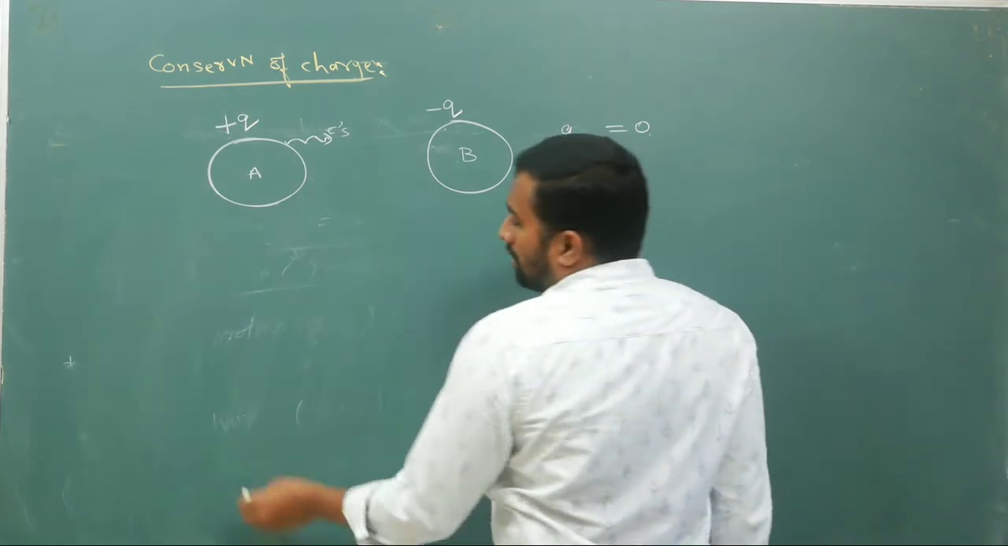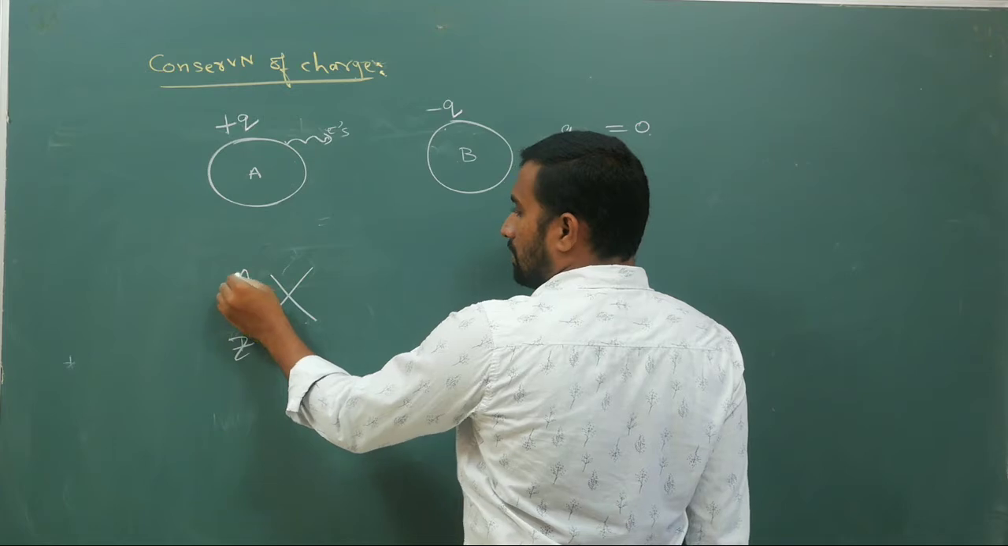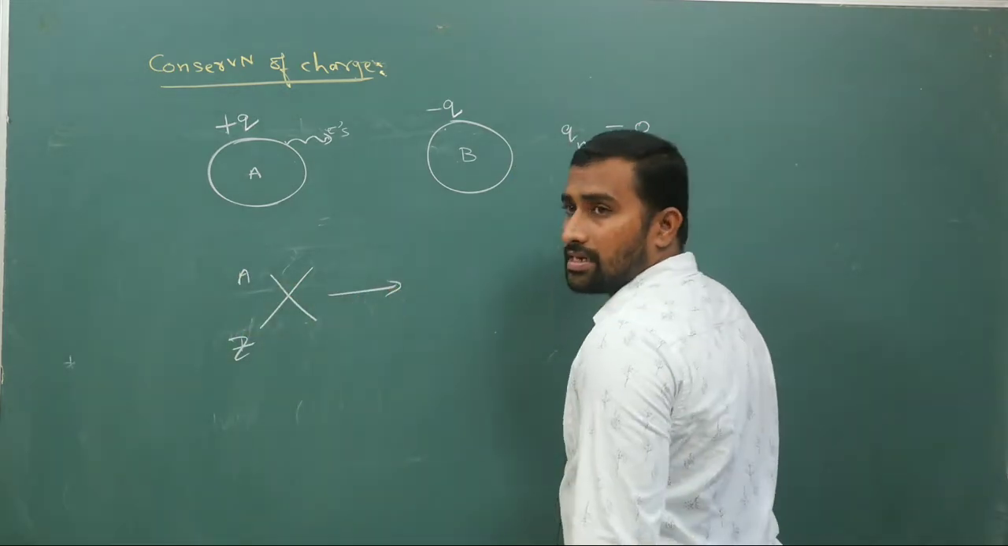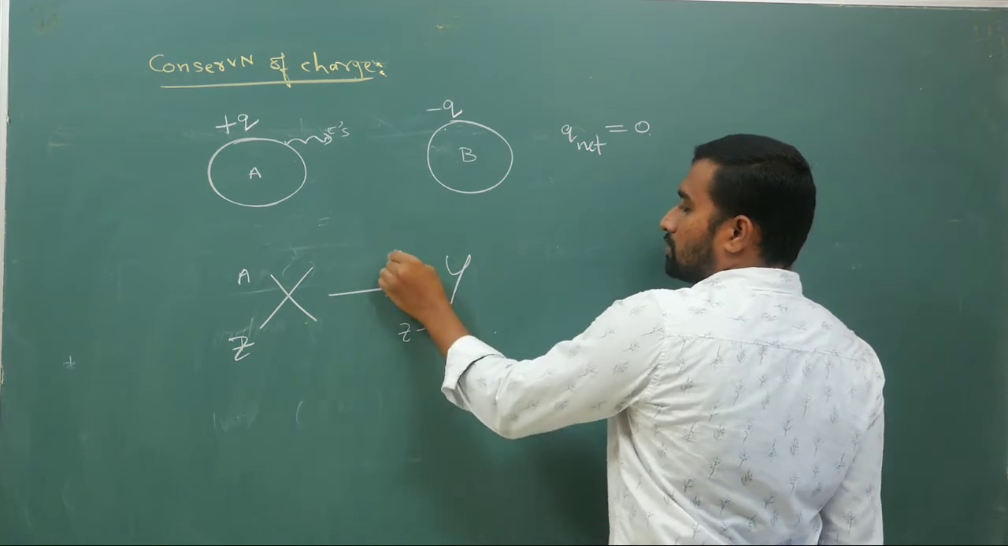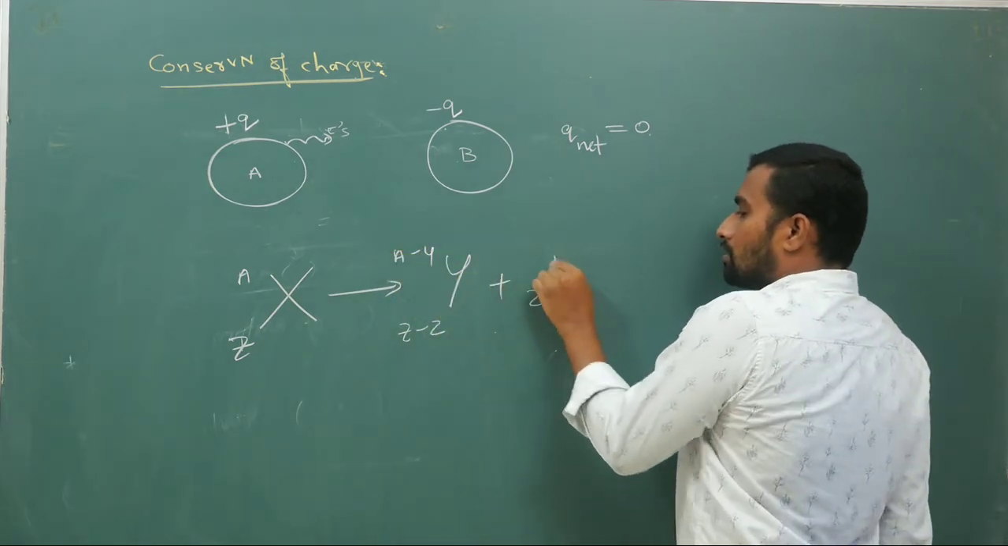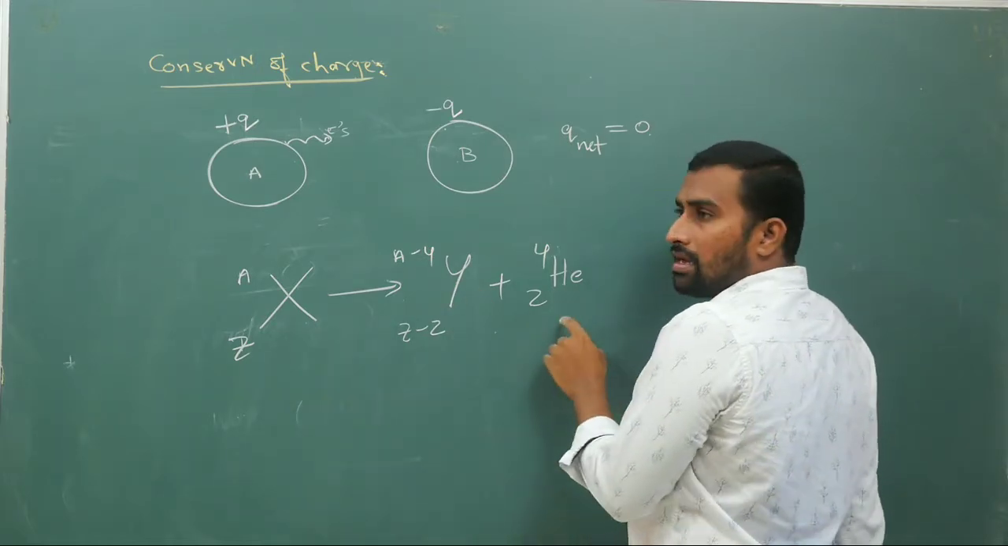Not only that, whenever you are writing some nuclear reactions, for example, if you have ZXA, this will become YZ minus 2 A minus 4 plus 2He4, something like this, if this nucleus is emitting an alpha particle.